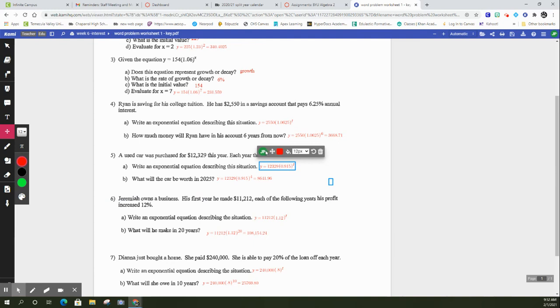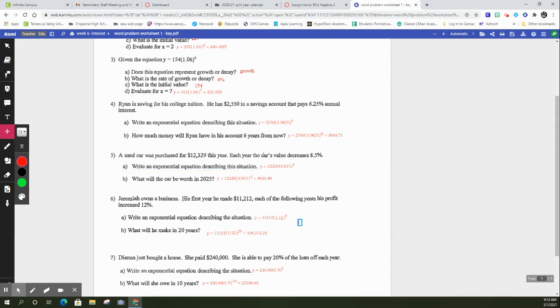1 minus 0.085 is 0.915. All right, and then you plug in 4 because it's 4 years later, right? 2025 minus 2021 is 4 years later. So after 4 years, the car's depreciated to that value.